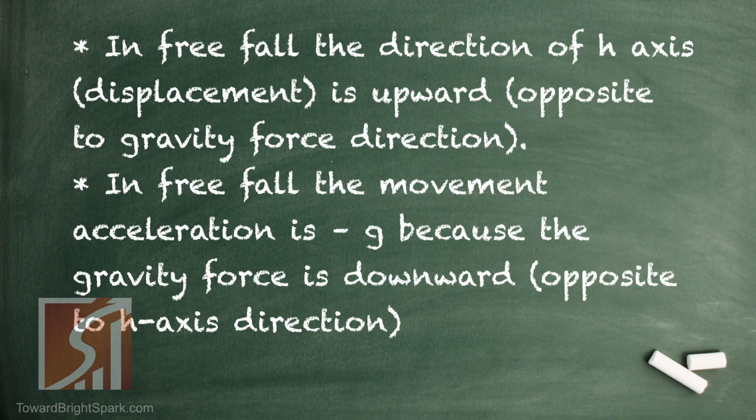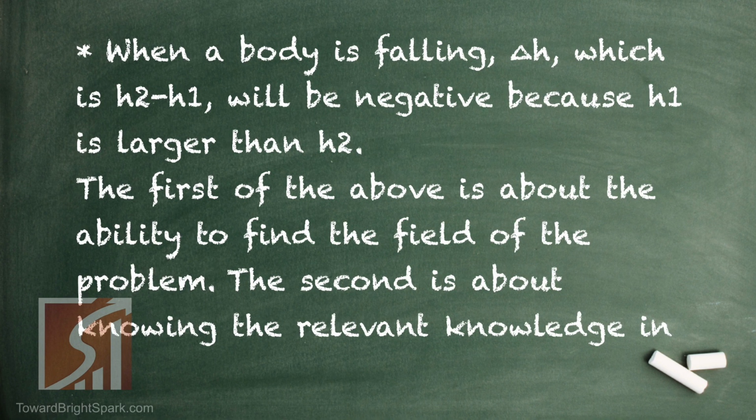In free fall, the direction of the h-axis displacement is upward, opposite to the gravity force direction. In free fall, the movement acceleration is minus g. But why the minus sign? Because the gravity force is downward, opposite to the h-axis direction. When a body is falling, delta H, which is H2 minus H1, will be negative because H1 is larger than H2.